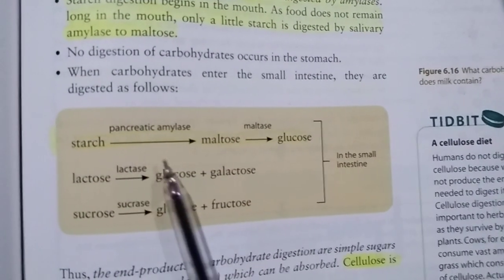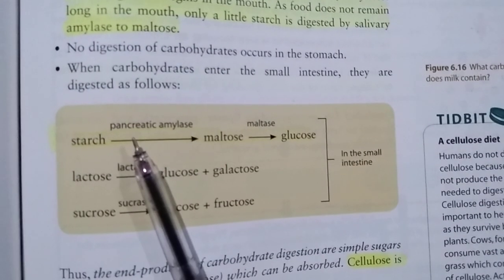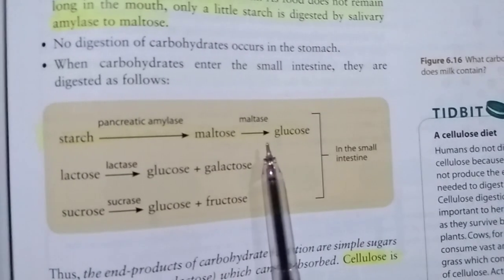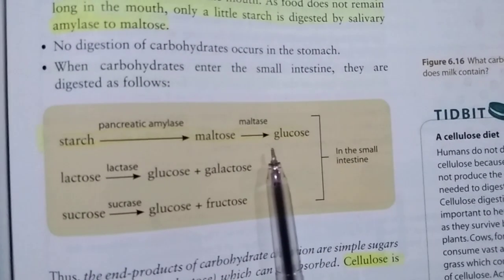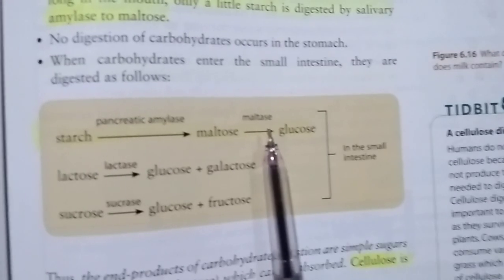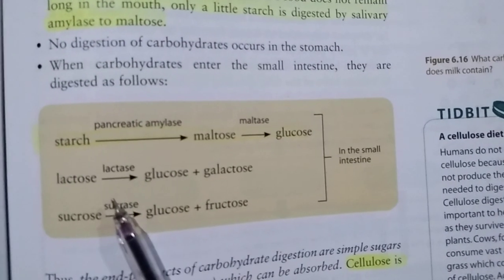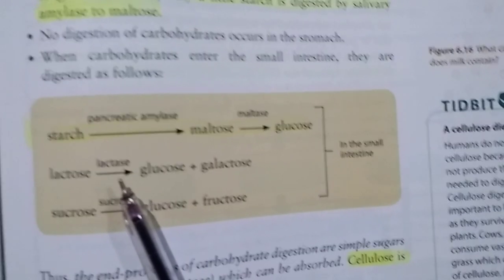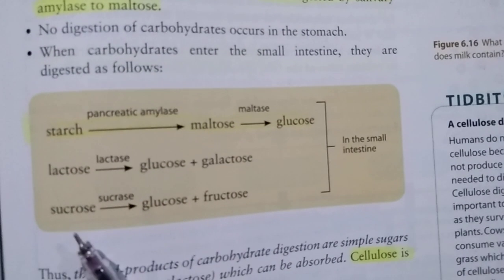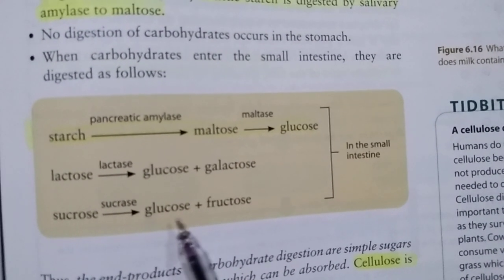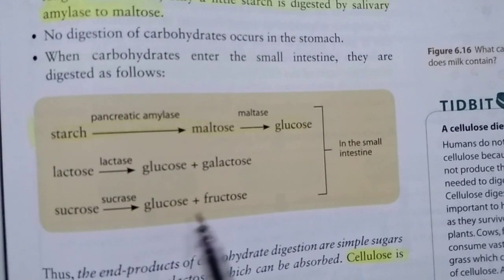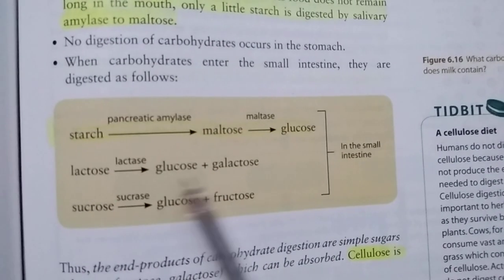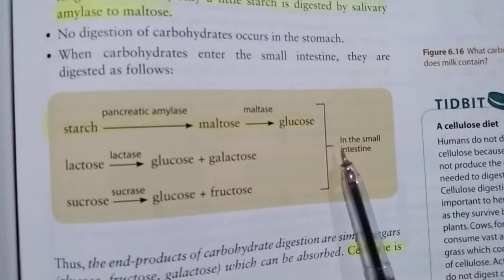Starch is digested into maltose in the presence of pancreatic amylase, and maltose is converted into glucose in the presence of the enzyme maltase. Lactose is converted into glucose and galactose in the presence of the enzyme lactase. Sucrose is converted into glucose and fructose in the presence of the enzyme saccharase. This process takes place in the small intestine.